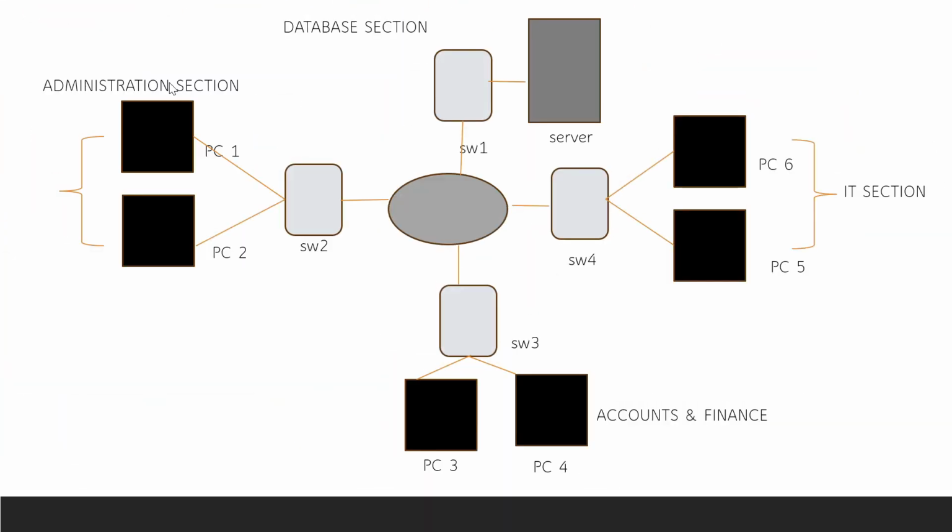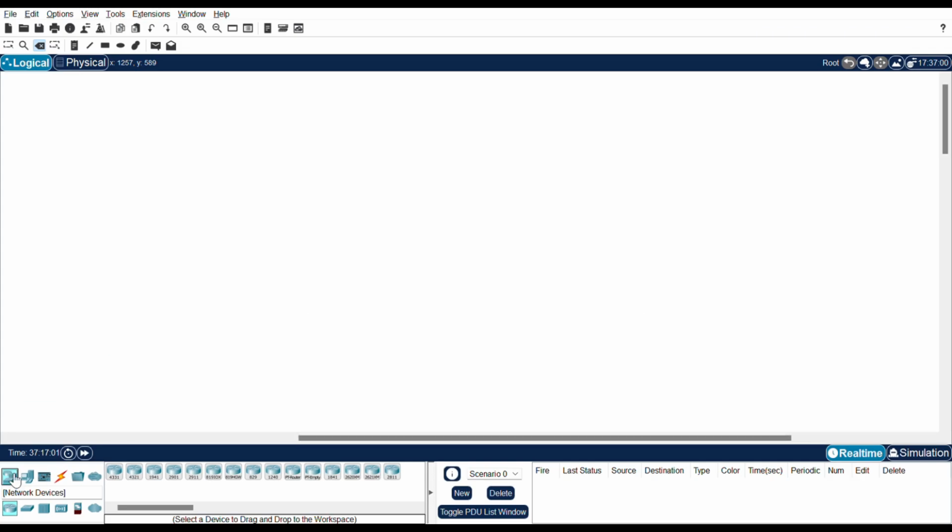So here's the scenario of our small organization. This is what it looks like later using the Packet Tracer. The first thing we need to do is to get to know what kind of network devices we are going to use in creating this small organization. First, of course, we need our Packet Tracer.